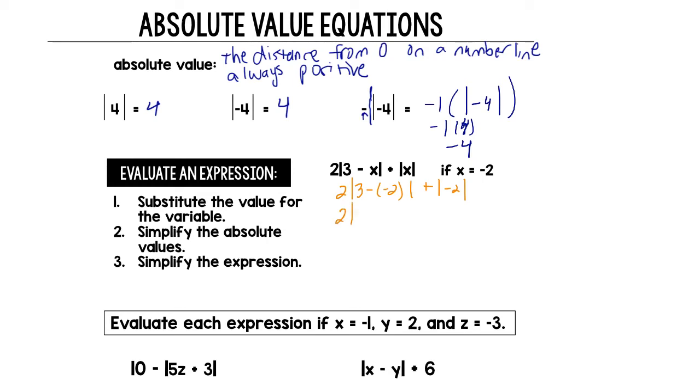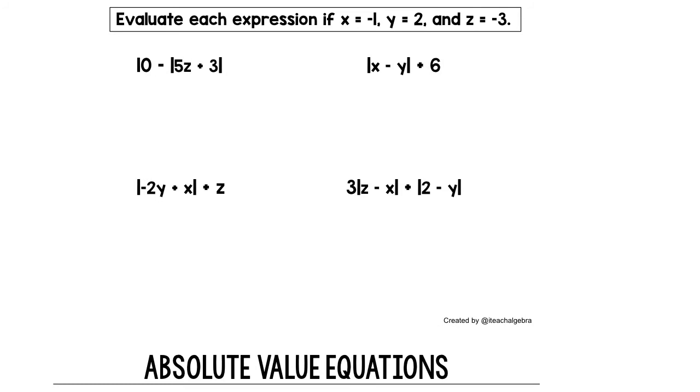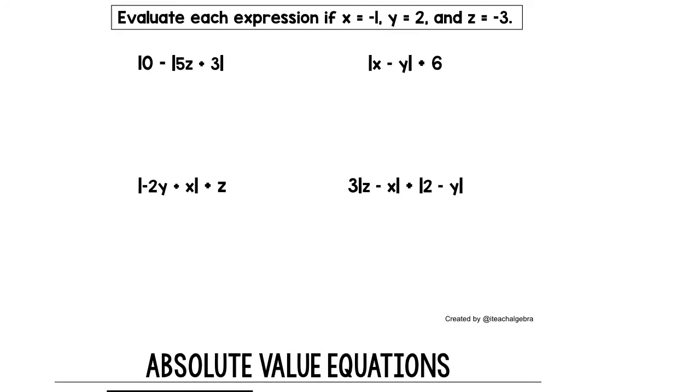Well, that's 2 times the absolute value of 3 plus 2, plus the absolute value of -2, which is just 2. That's 2 times the absolute value of 5, plus 2. The absolute value of 5 is just 5. Then simplify the expression. 2 times 5 is 10, plus 2 is 12. And that's our answer. We still use the same order of operations as if there were no absolute values. The absolute values are just another kind of grouping symbol.